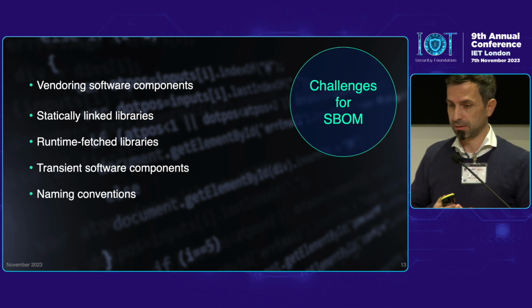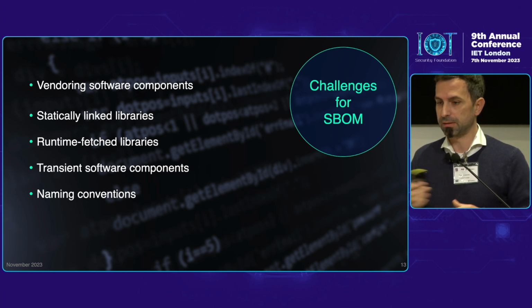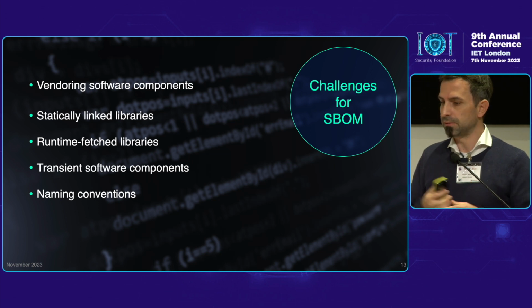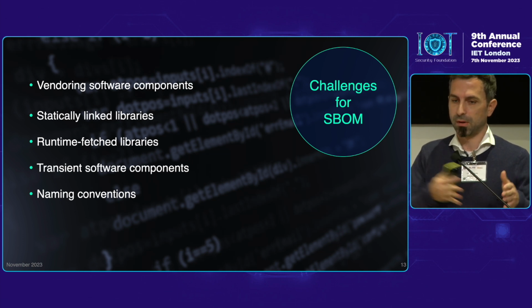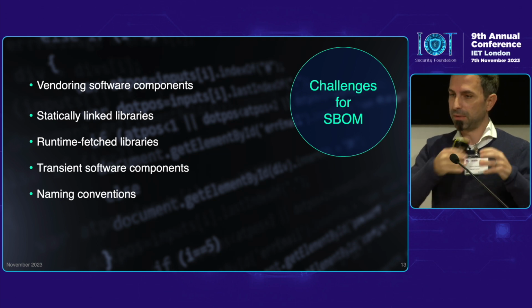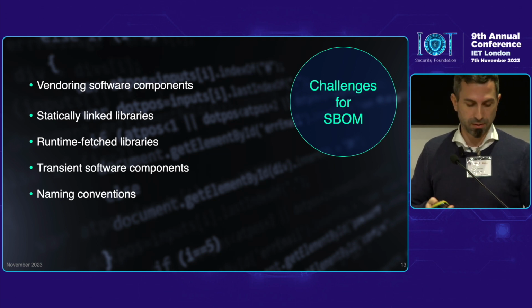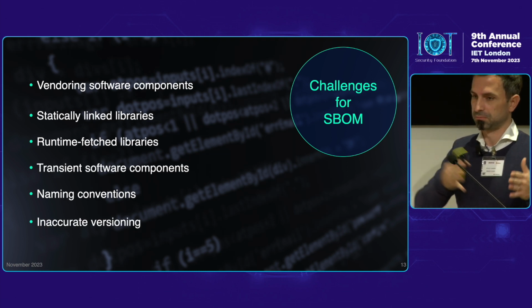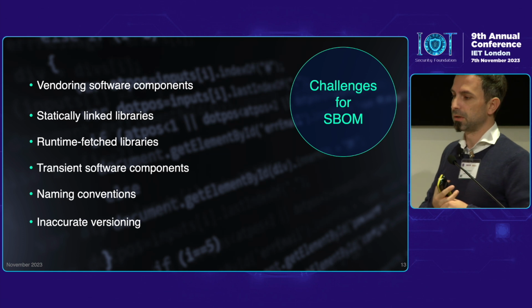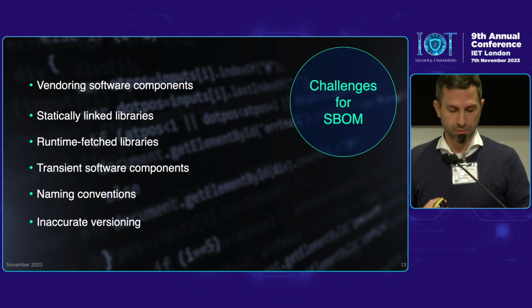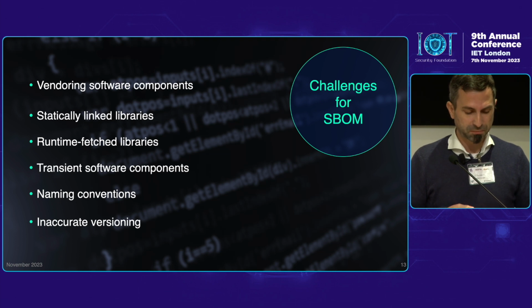Naming conventions. If you look at the CPE for Internet Explorer, for example, you will find at least 50 different versions that all point to the same application, to the same thing. And inaccurate or ambiguous versioning also contributes to such challenges.